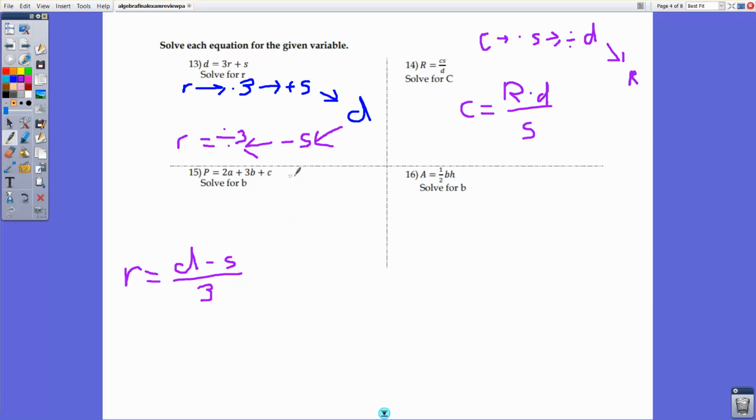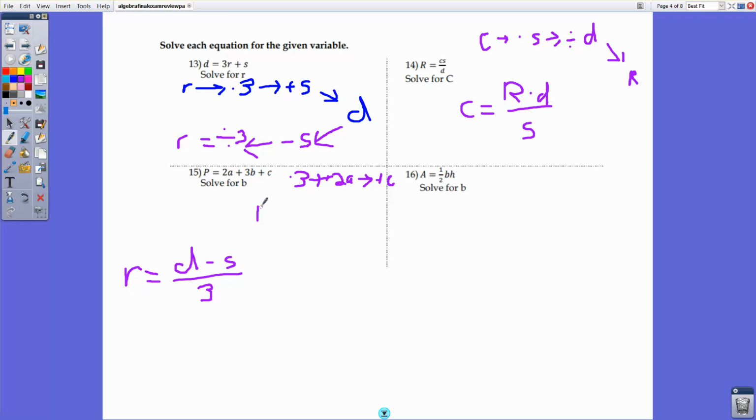For 15, same kind of deal here. B would first be multiplied by 3, and then we would have to add 2A and add C. All right, so we'd have actually 3 different steps. But we'd have 2 things to add and then 1 thing to multiply by. So multiply by 3, then add 2A, then add C. That would give me P.